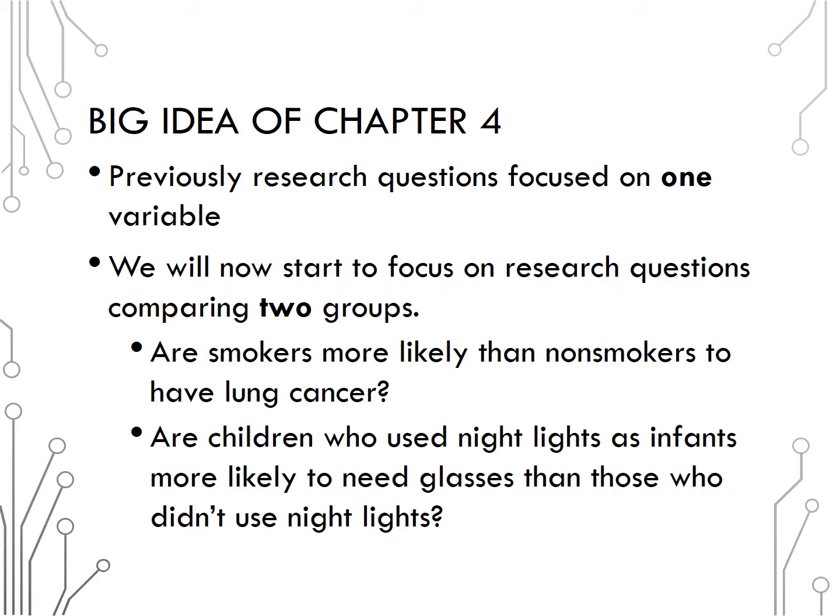Here are some big ideas of Chapter 4. Previously, we've looked at research questions focused on one variable, and now we're going to start focusing on research questions comparing two groups. Questions like, are smokers more likely than non-smokers to have lung cancer? Or are children who use nightlights as infants more likely to need glasses than those who didn't use nightlights?